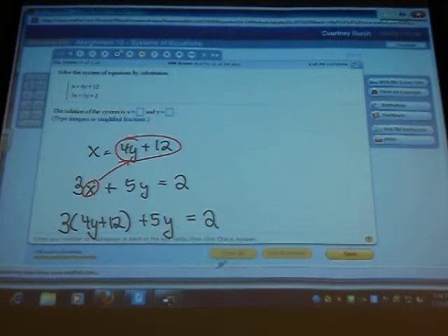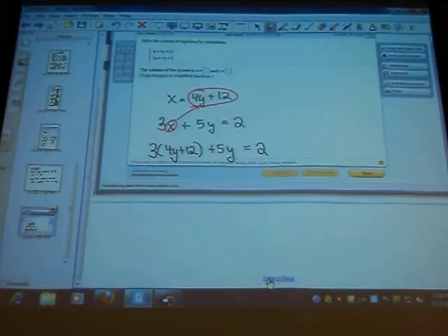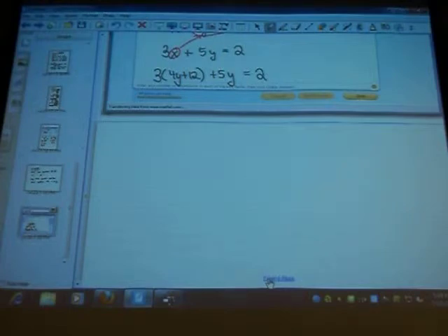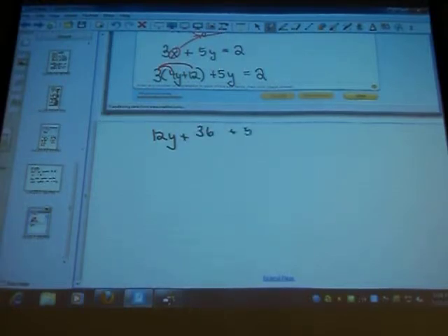Alright, so you guys okay with the next step? We want to distribute 3. Distribute that 3, that gives me 12y plus 3 times 12 is 36, plus 5y equals 2. So now I've just got a one variable equation. I can solve for that variable. Can't you combine the 12y and 5y? That's what I want to do next. 12y and 5y combined is 17y.